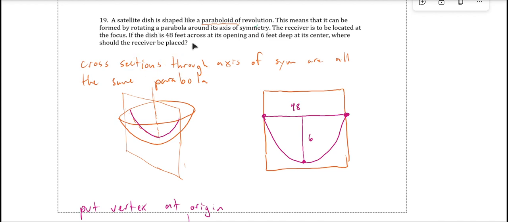The question here says that if this dish is 48 feet across, where should I put the receiver, which will be at the focus? We notice that it's 48 feet across and 6 feet deep. So what we want, first of all, is to note that every cross section across the diameter of a surface of revolution is going to give me the same shape. And we can use that shape to work from. We don't have to think about this in 3 dimensions. We can cut it across any section and look at that parabola, right? It's easier to do that than to try to think about all 3 dimensions at once. We take a slice of it and work with the shapes that we know.